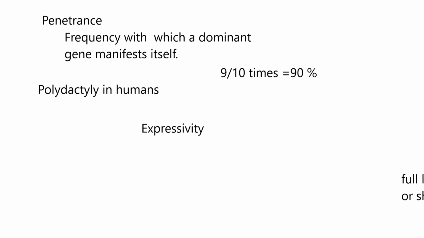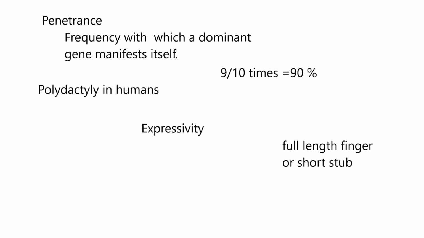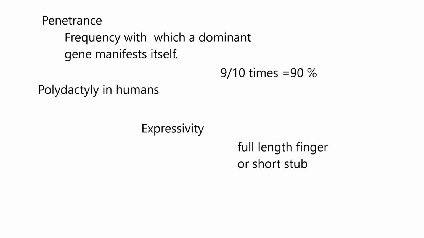So now we're saying if it is showing itself, it doesn't always show itself to the full extent. So what am I saying? I'm saying maybe when it's expressed, you get a full length of finger, and it's like a normal sixth finger. Or it can be a little stub or someplace in between those two. And that's what this term is referring to.